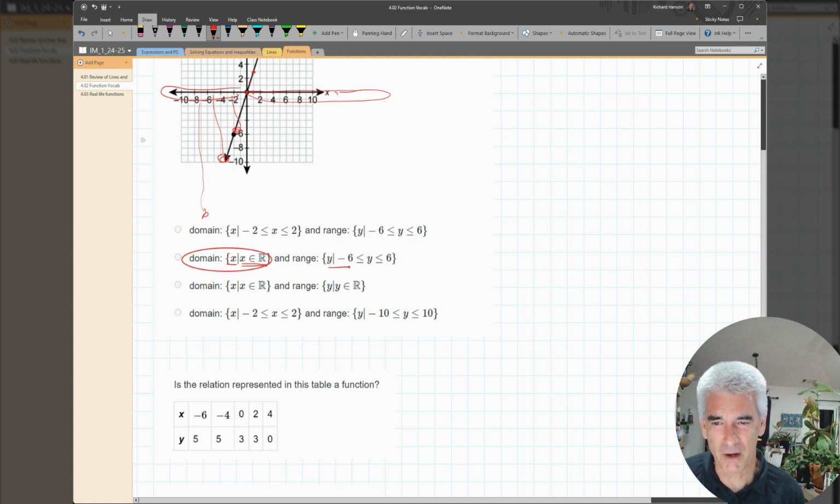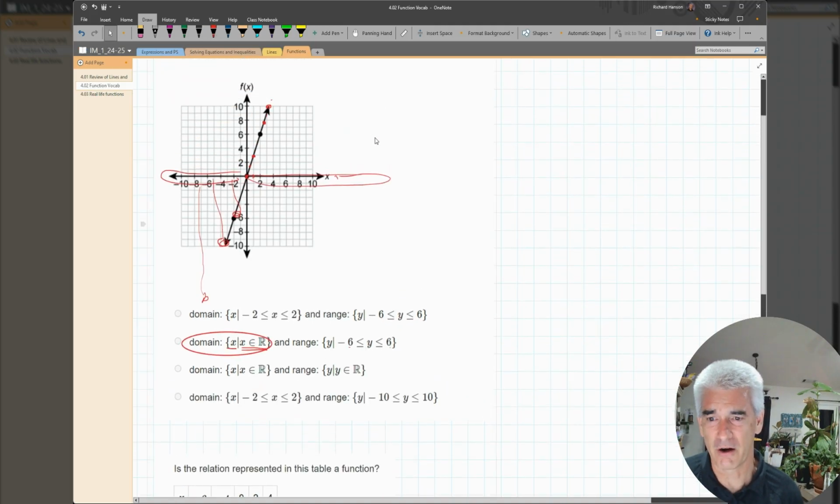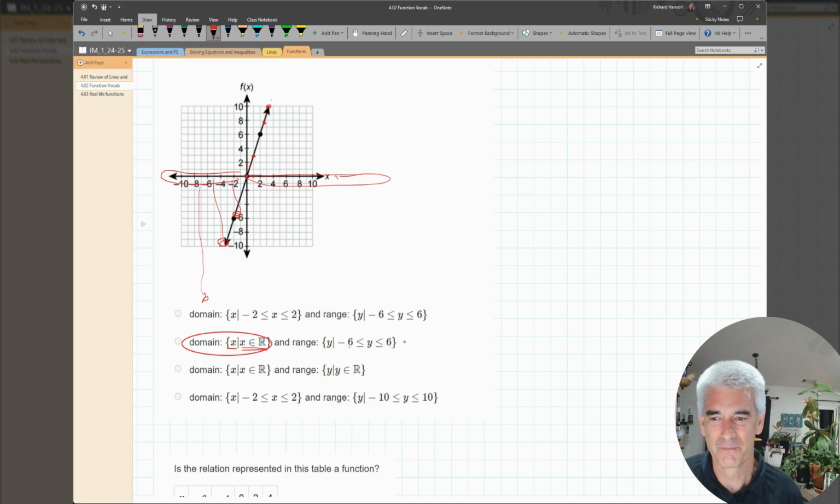But this is a problem here. This doesn't match what we see in our graph of our function. This says y such that y's are between -6 and 6. There's a more formal way to say that, but that's kind of what's going on here. Is that what's going on here on our graph? Do we only find y values between -6 and 6? No. So that's not correct for the range.